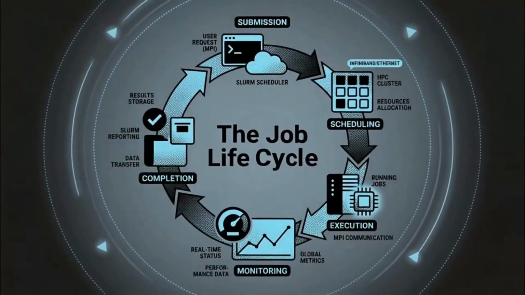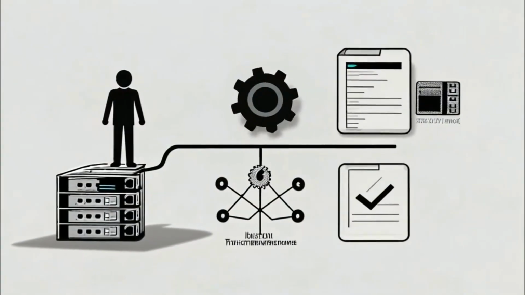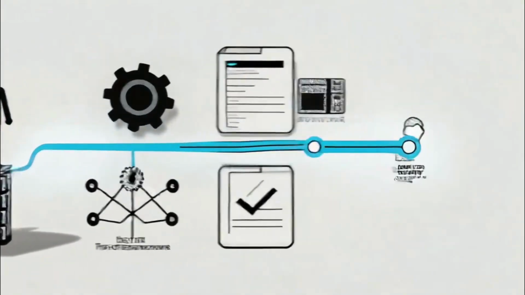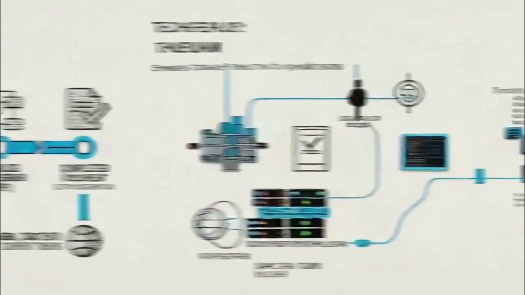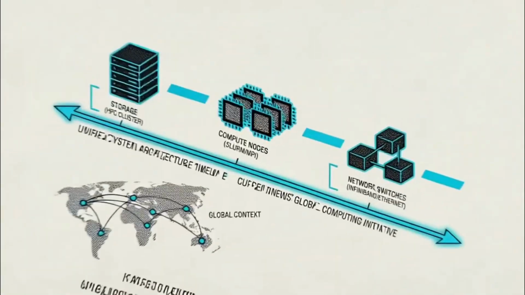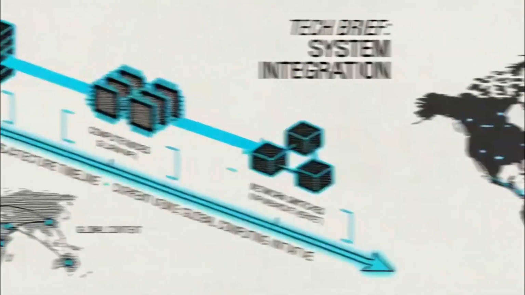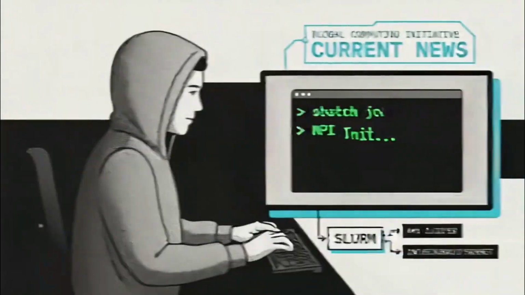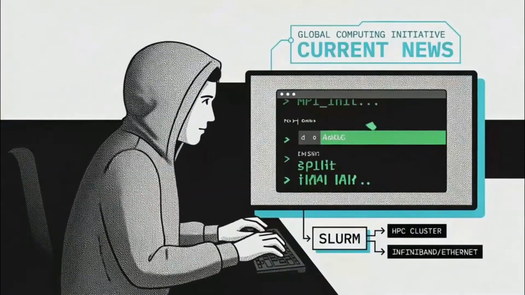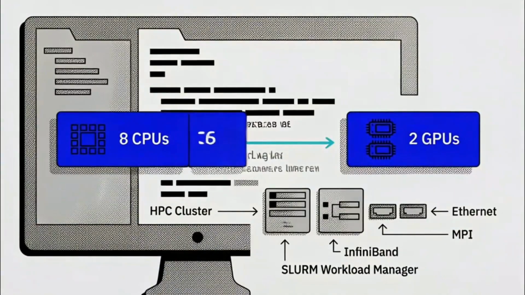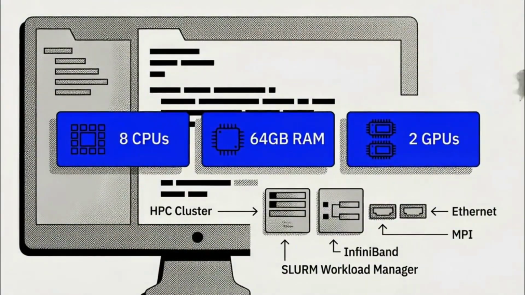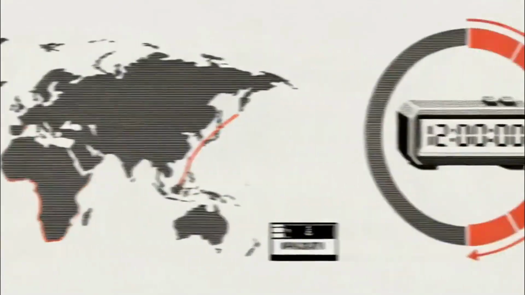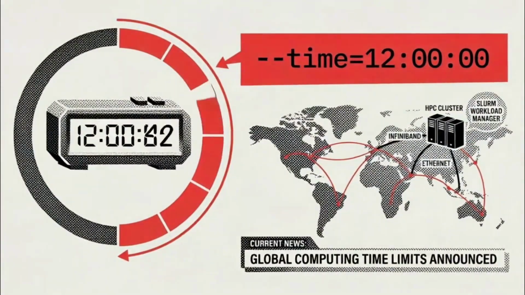The job life cycle, end to end. Now let me trace a complete HPC job from submission to completion, connecting all of the components we have covered into a single coherent workflow. A researcher on the login node writes a Slurm job script requesting 8 CPU cores, 64 gigabytes of RAM, 2 GPU accelerators, and a maximum wall clock time of 12 hours.